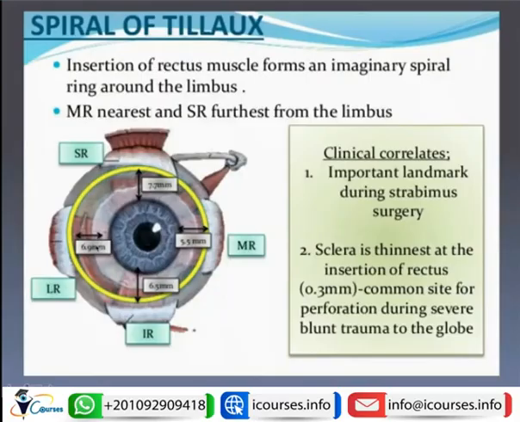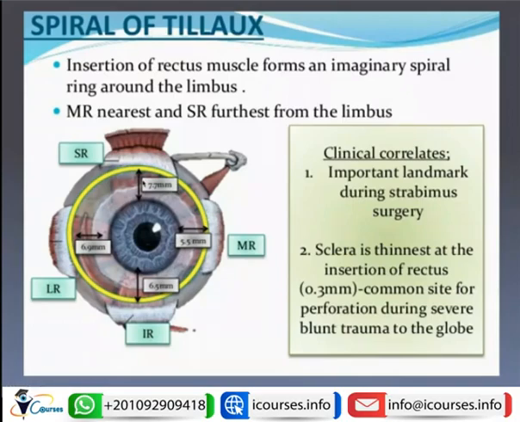If we join the lines of insertions of all the recti muscles, then we will have what is called the spiral of Tillaux. So the spiral of Tillaux is an imaginary line that joins the insertions of the recti. The medial rectus will be the closest muscle to the limbus, while the superior rectus will be the farthest muscle from the limbus.